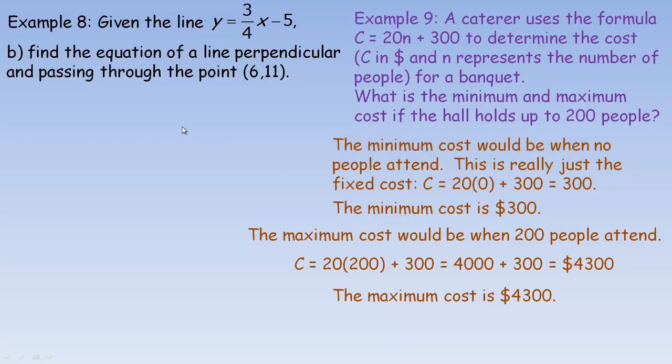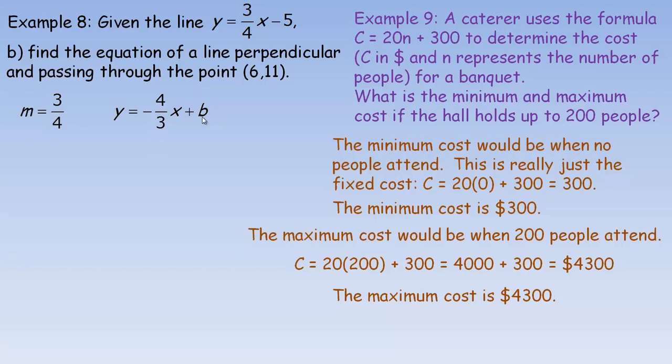On example 8 here, we're going to find the equation of a line that's perpendicular to this line and passes through this point. So the 3/4 is the slope of this line. Now, if we want a line that's perpendicular to this, the perpendicular slope will be the negative reciprocal of this. So you flip it upside down and you change the sign. So the slope of this perpendicular line would be -4/3. Okay, flip it upside down, change the sign. If it's positive, make it negative. If this was negative, we would make it positive.